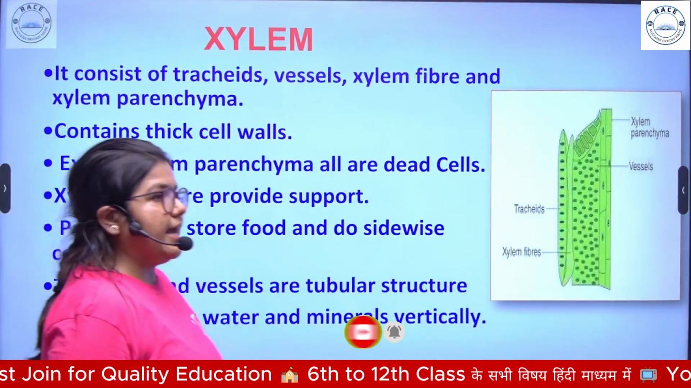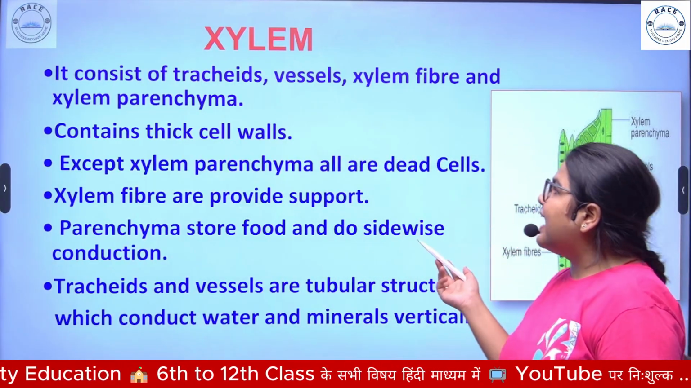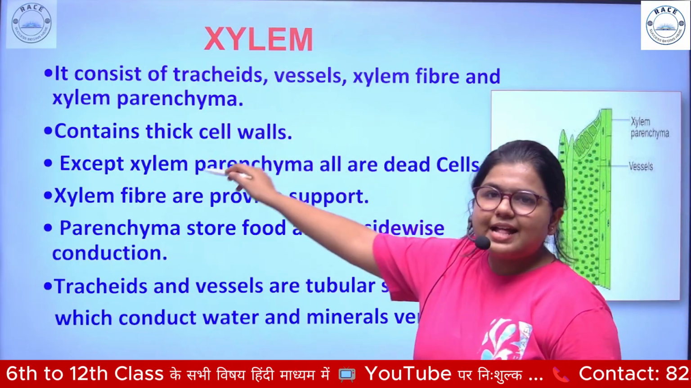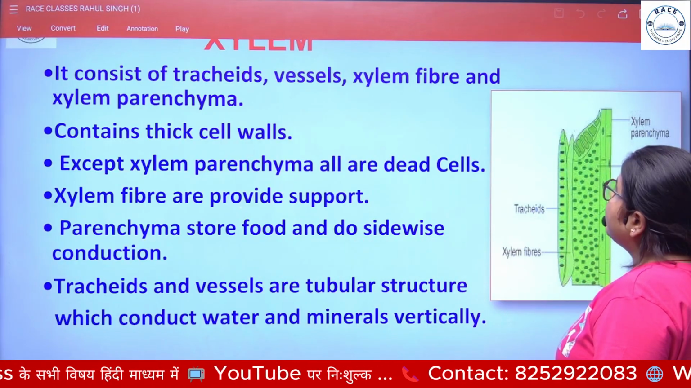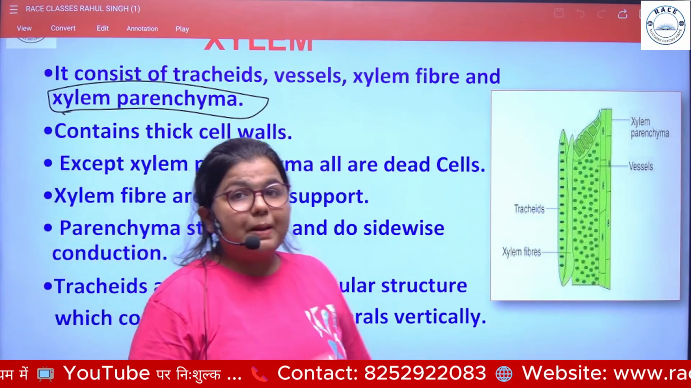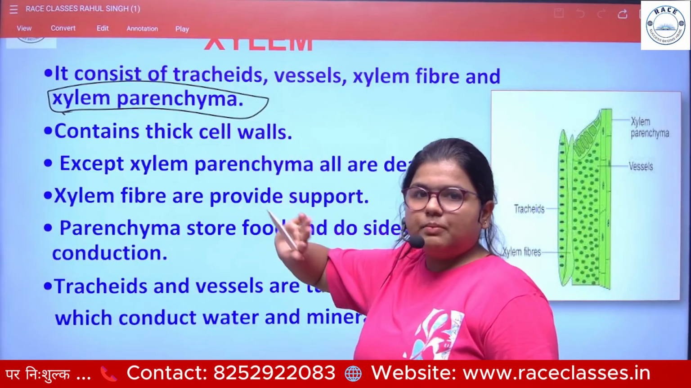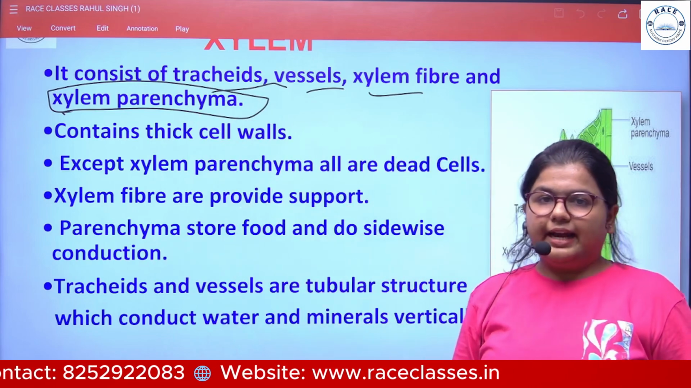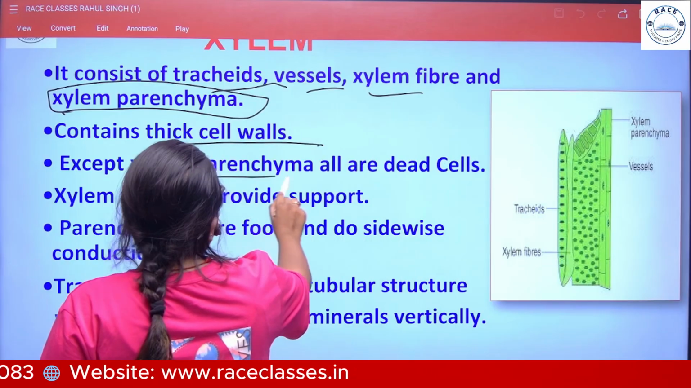Then we'll come to xylem. What is xylem? The water conducting tissue. It has different constituents which are tracheids, vessels, xylem fiber and xylem parenchyma. The only living part here is xylem parenchyma, because parenchyma is always living, we know that. So here parenchyma is going to be living, but the vessels, xylem fiber, tracheids, these all are dead. They contain thick cell walls. Except xylem parenchyma, all are dead cells.